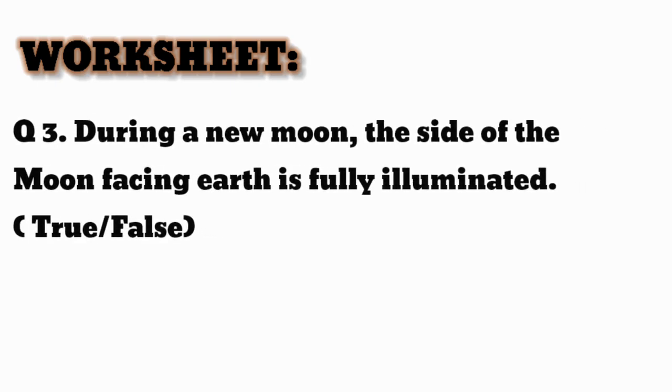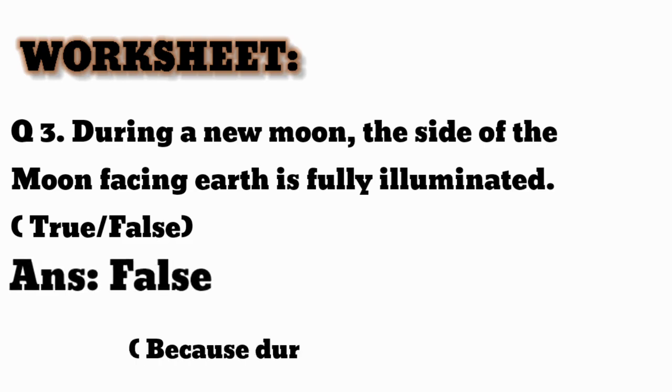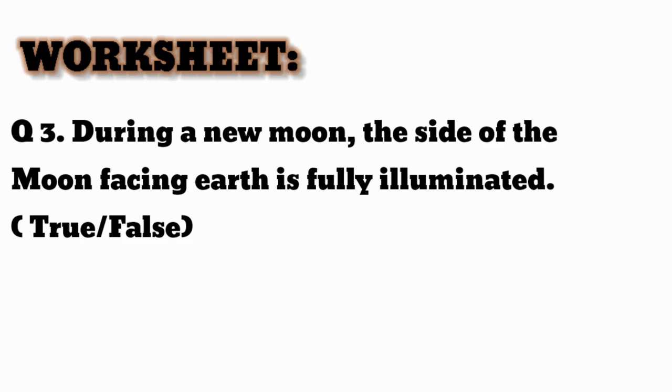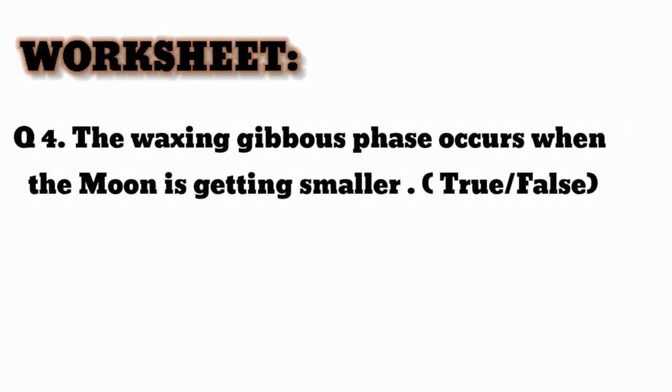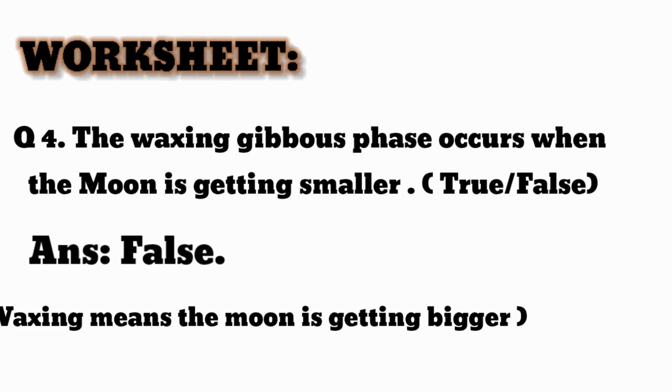Question 3. During a new moon, the side of the moon facing Earth is fully illuminated. True or false? And the answer is false because during a new moon, the side facing Earth is dark. Question 4. The waxing gibbous phase occurs when the moon is getting smaller. True or false? Answer false. Waxing means the moon is getting bigger.